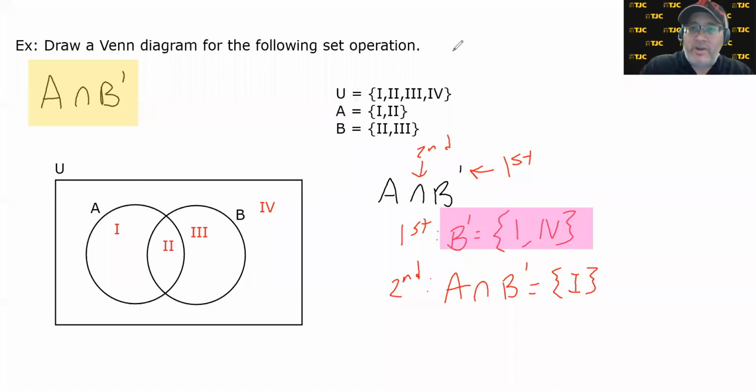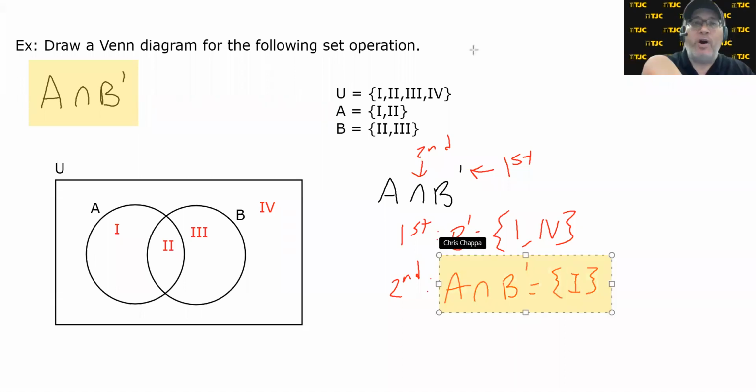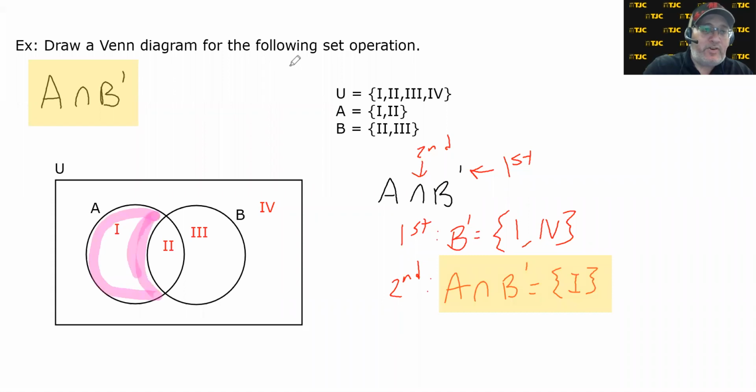And so now we know exactly where to shade because we were looking for precisely A intersect B complement. And according to this, we would shade region 1. So let's shade region 1. And again, it doesn't have to be a perfect shading, but put a little effort into it.